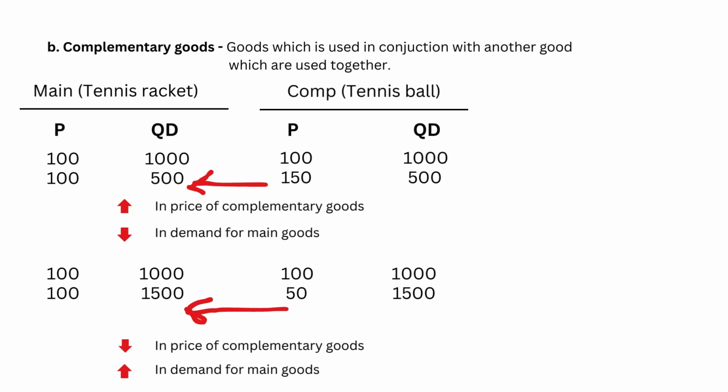Now, if the price of a tennis ball increases, obviously the demand for the main good will decrease, because people will not buy tennis balls, so you cannot play tennis. It's the same the other way. If you decrease the price of complementary goods, the demand for the main good will increase. So people will tend to buy more tennis balls. That's easy to understand. So this will have a negative relationship.